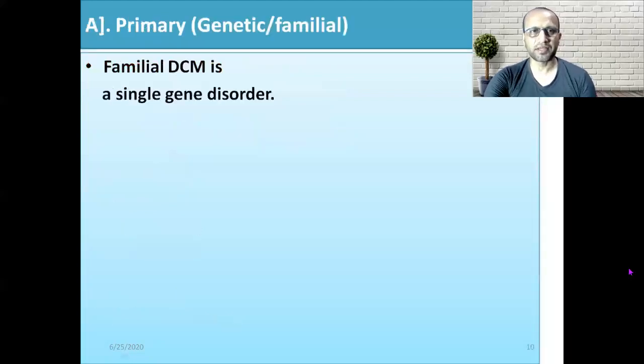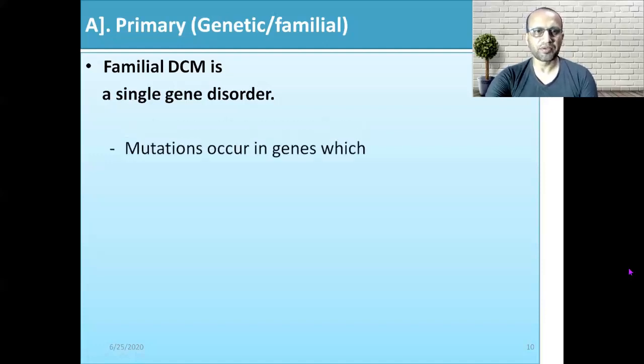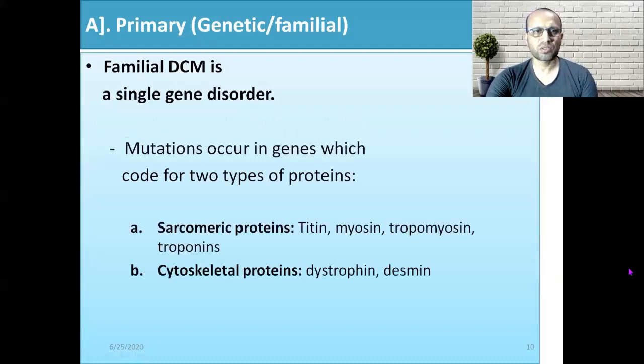Now let's study primary dilated cardiomyopathy. This type of dilated cardiomyopathy occurs because of genetic mutations. The mutations occur in genes which code for two types of proteins. Number one, sarcomeric proteins. Number two, cytoskeletal proteins. So we have already revised our basic knowledge about these proteins in the earlier slides.